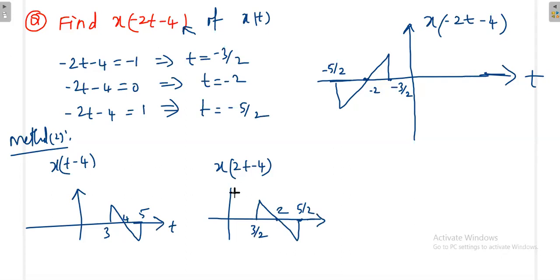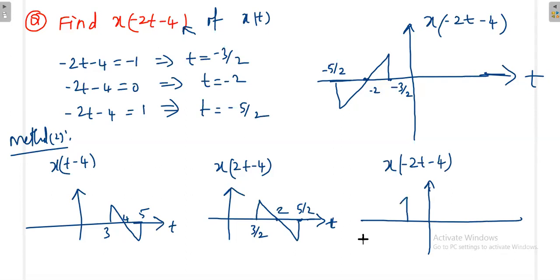This is t. Now finally we have to apply the time reversal. So x of minus 2t minus 4. Simply, a mirror image of this diagram will be taken. Once we take the mirror image of this one, it goes like this. So this is minus 5 by 2, this is minus 2, and this is minus 3 by 2. Now just verify whether both are the same or not. It has to be the same.